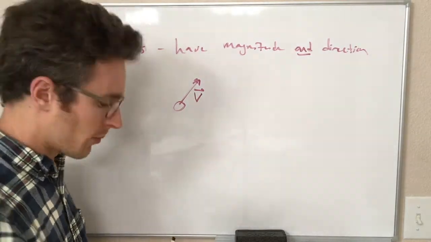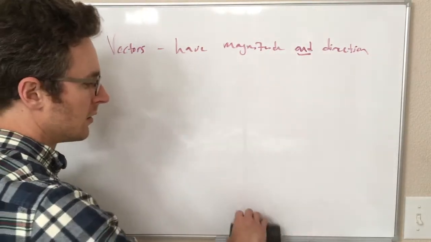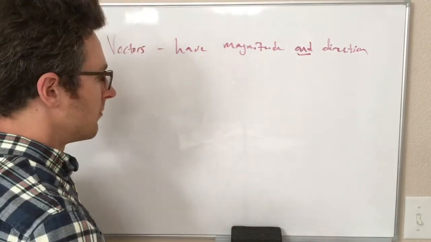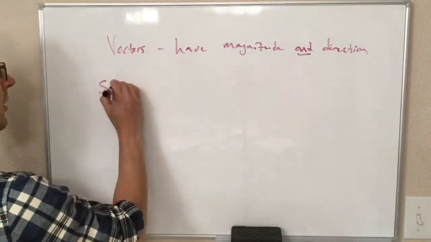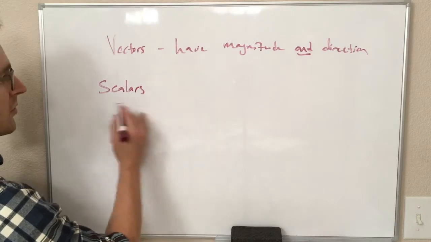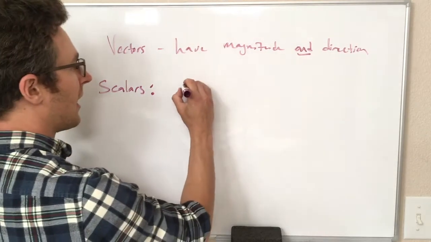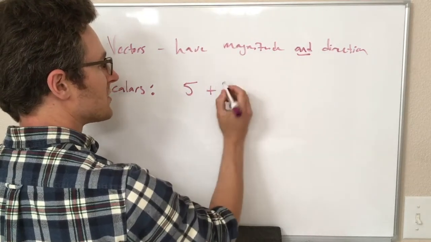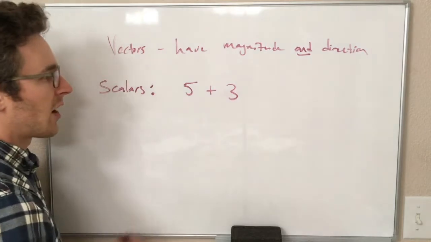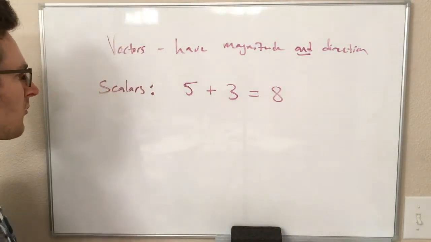Okay, it turns out there are a few different physical quantities that are vectors that we're about to deal with, but let's just think of vectors mathematically for just a second. Things that are not vectors, like normal numbers that we add, those are called scalars. So here's an example of scalar math, right? We'll say 5 plus 3. 5 plus 3 is equal to 8, right?